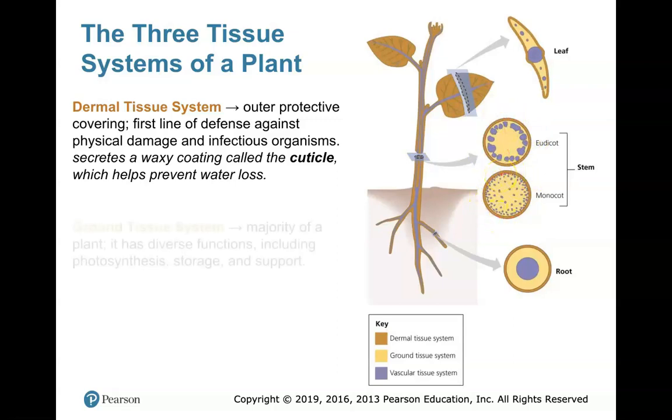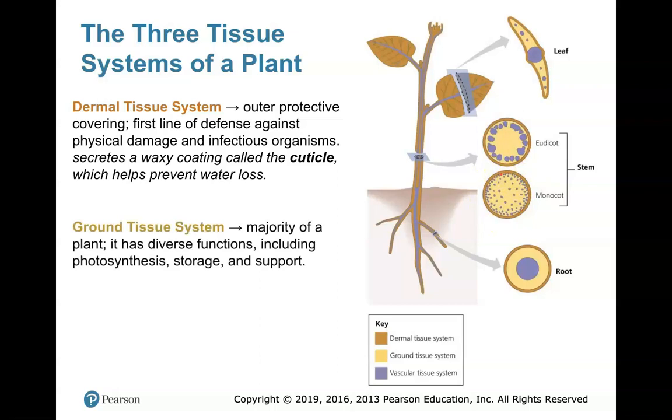It's the outer covering. The next type of tissue is ground tissue. Ground tissue is colored in yellow in these images, and ground tissue is the majority of the plant. There are many different functions of ground tissue, but mainly in ground tissue we have photosynthesis occurring. It's going to be involved in storage and support for the plant. So we can actually see in both eudicots and monocots that yellow area, pretty much the majority of the stem is ground tissue.